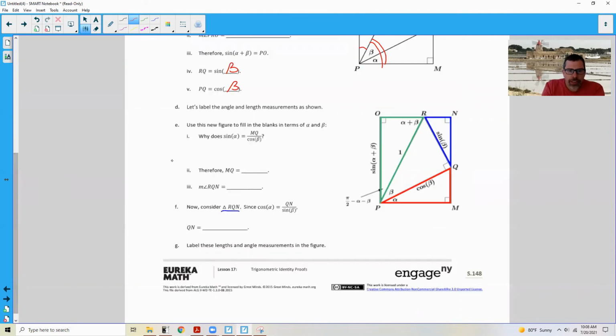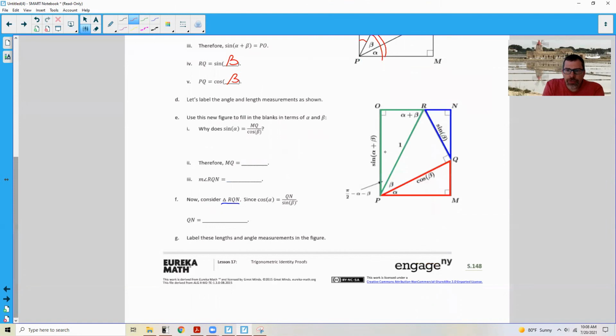Now move on to part D. Let's label the angle and the length measurements as shown. So they did that for us. They put alpha plus beta in here. Here's the sine of alpha plus beta over here, like we figured out. And pi over 2 minus alpha minus beta is this angle here. So they just filled it in for us for this step. I have color coded these so that the 3 triangles stand out, or actually 4. And it says use the new figure to fill in the blanks in terms of alpha and beta.